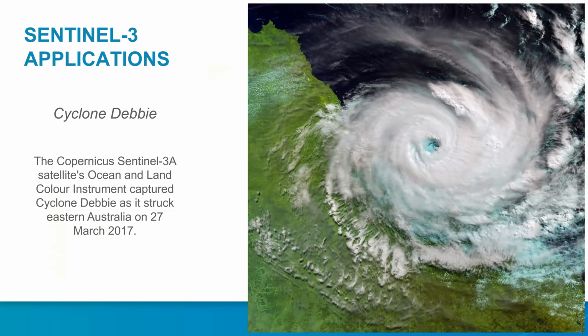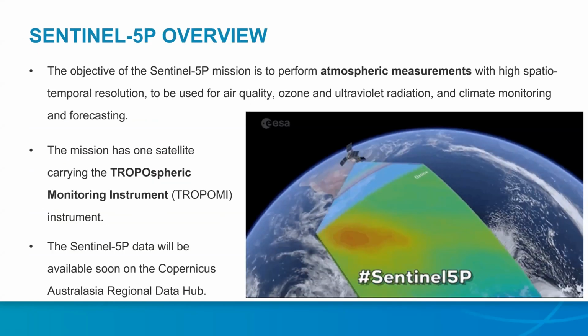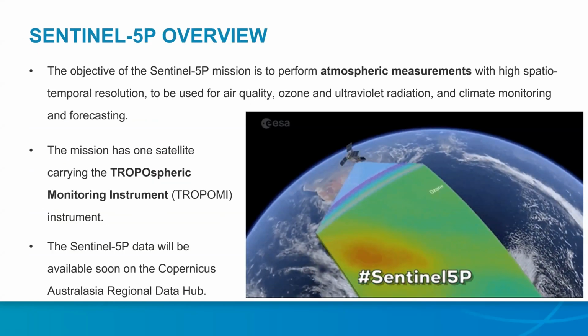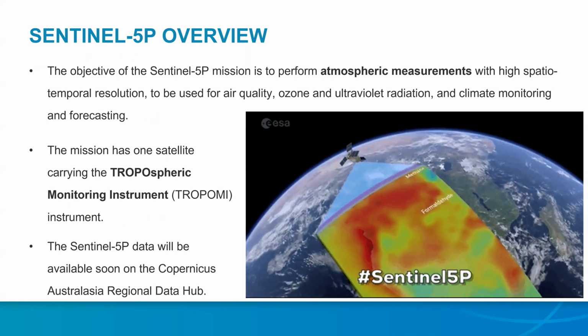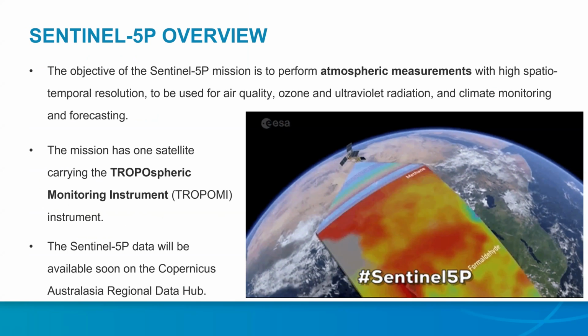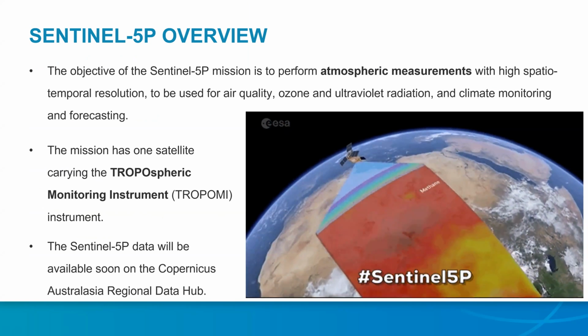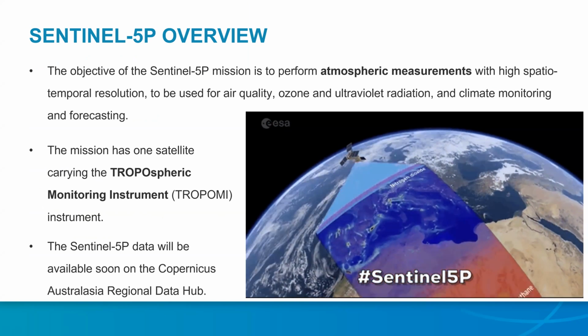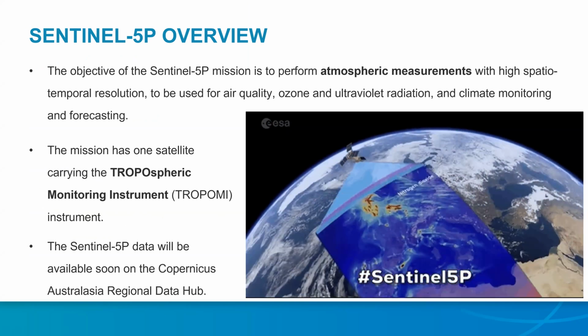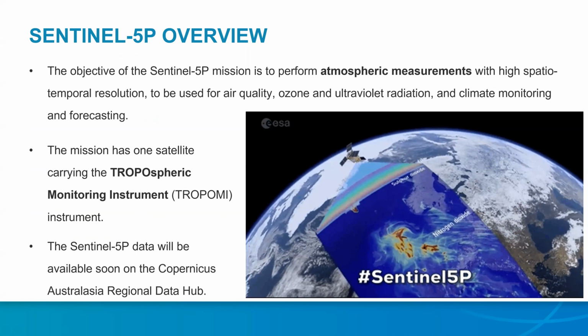So that covers Sentinel-3, and now we're going to have a little look at Sentinel-5P. So Sentinel-5P is a precursor mission to Sentinel-5, and the objective is to perform atmospheric measurements. It has 1 satellite carrying the tropospheric monitoring instrument, and the Sentinel-5P data will be available soon on the Copernicus Australasia Regional Data Hub.